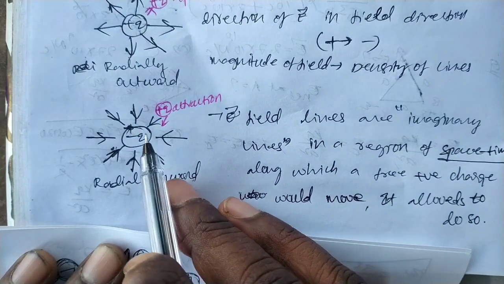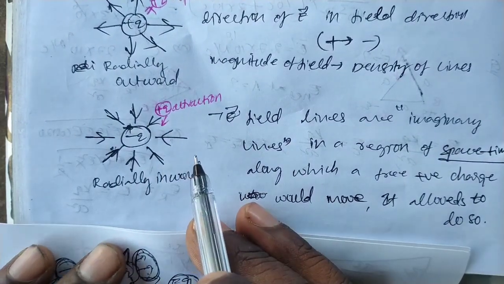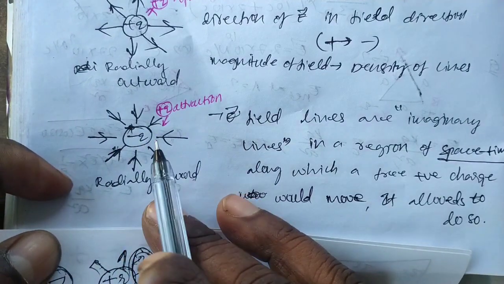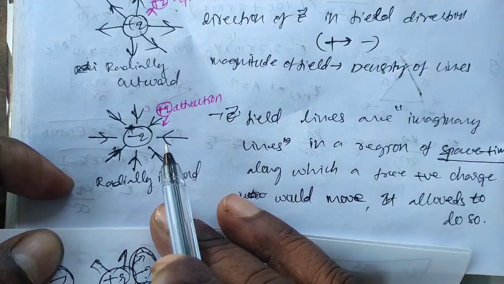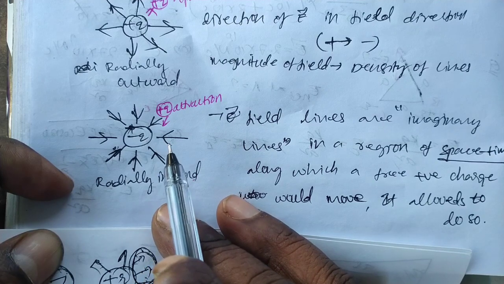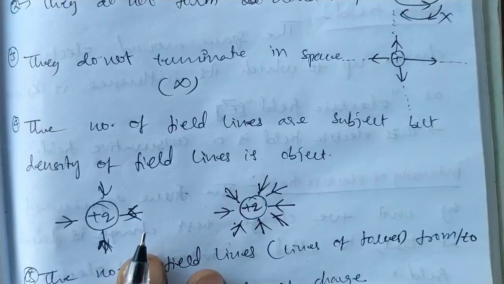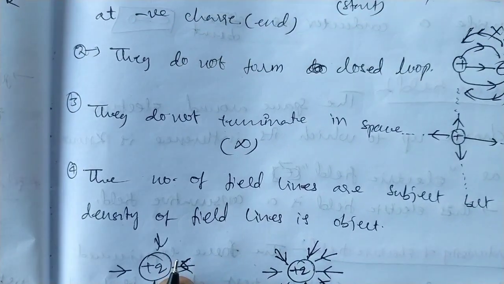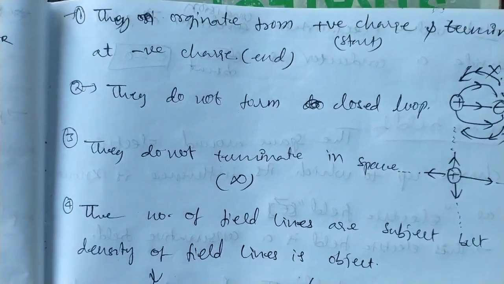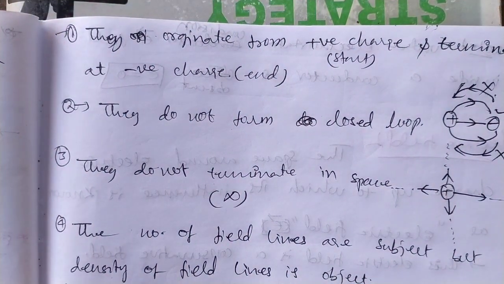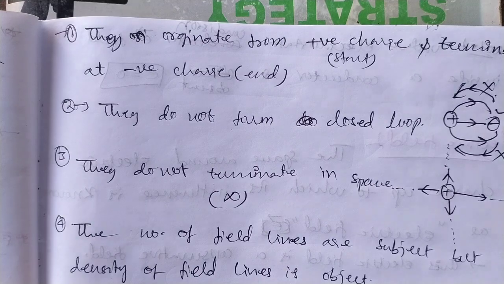The electric field is the real thing. Electric field lines are the imaginary lines. Also, electric lines of force have some properties.